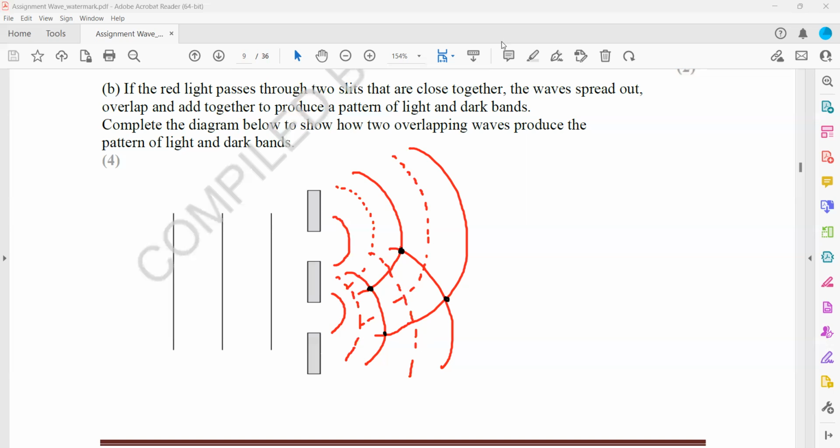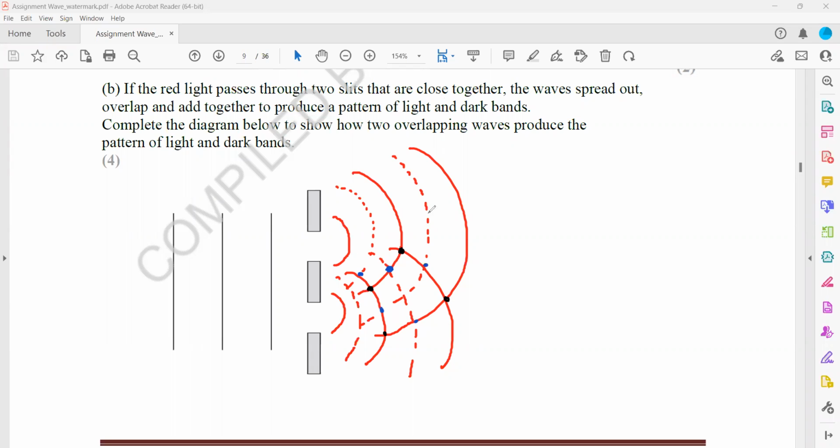So where the trough meets with the crest, there will be a destructive interference. For example, constructive interference I'm representing by the black spots, and destructive interference I'm representing with a blue spot. At this point, you can see the crest joined with the trough, so destructive interference. This point, crest joined with the trough, destructive interference. This point also destructive interference.